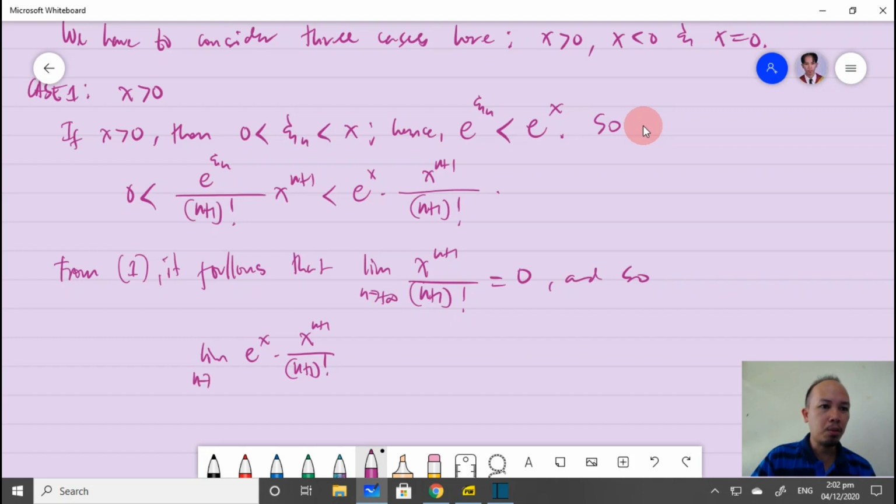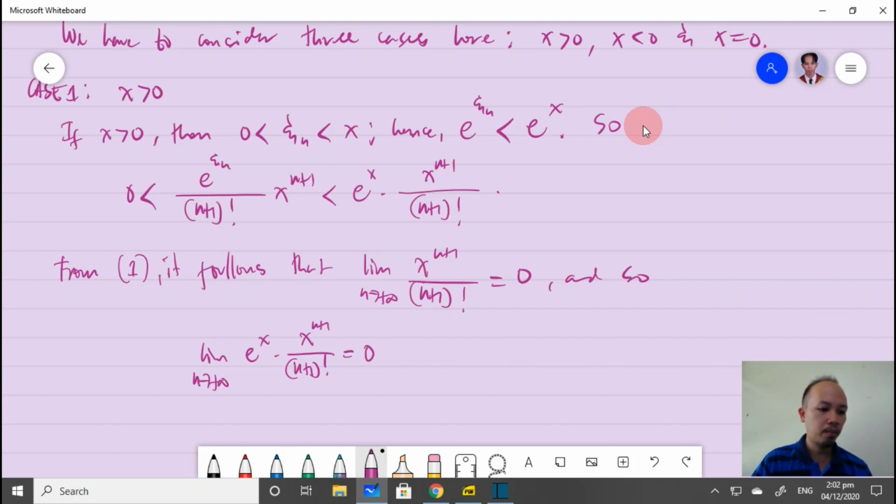Factorial as n approaches positive infinity. Okay, this is a number. This is not related to this limit because our variable is n, and that is 0. Okay, this is a constant times 0, so this is 0.